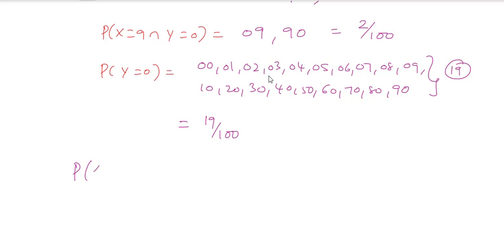Now the probability of X equal to 9 given Y equal to 0 is 2 by 100 divided by 19 by 100, which gives you 2 divided by 19. That 100 will get cancelled. So this is how you have to solve the problems based upon these conditions. So this is about this particular criteria.